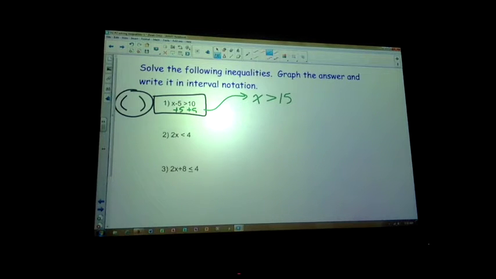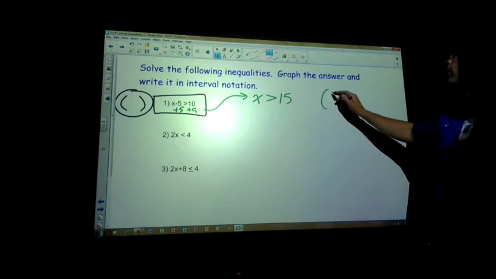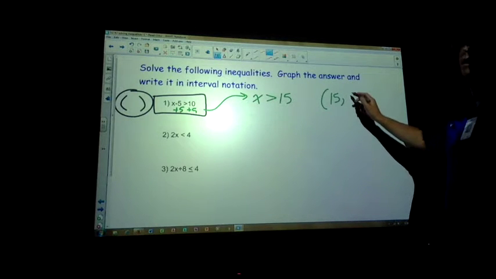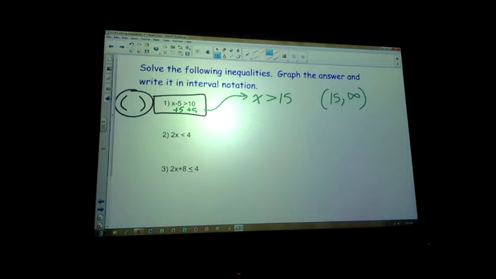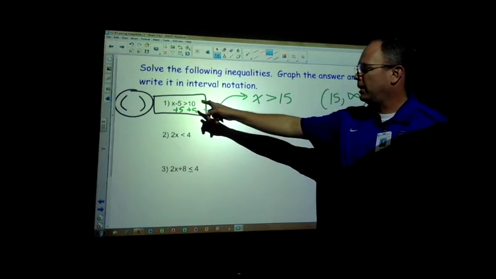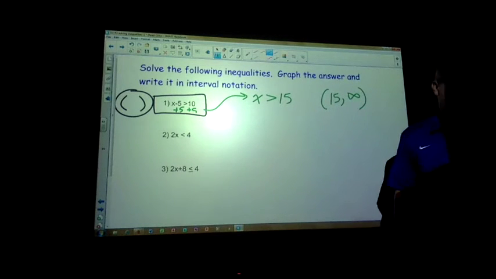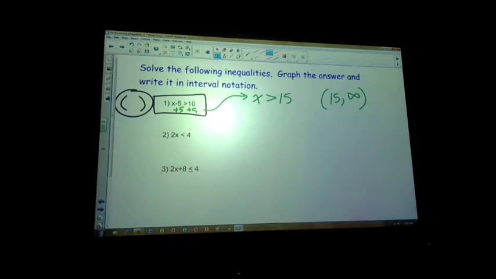Do I include the 15? No. So I'm going to go from 15 to where? To positive infinity, right? So that includes 15 point whatever, 16, 17, 18, 19, all the way up to infinity. Remember, this is the interval notation. They're both parentheses because it's not underlined. It's always a parenthesis next to the infinity or the negative infinity because we can't get there.